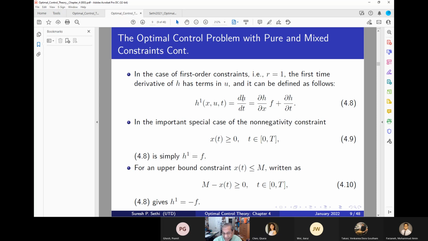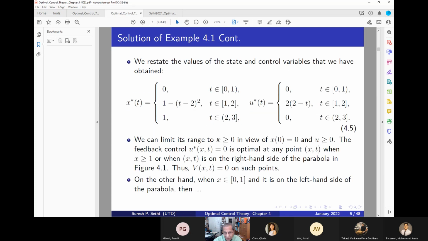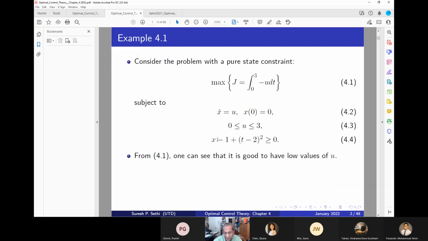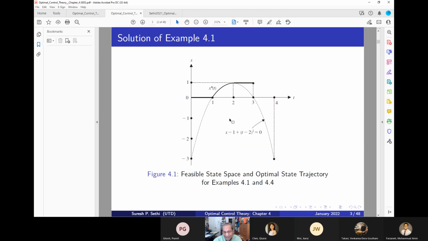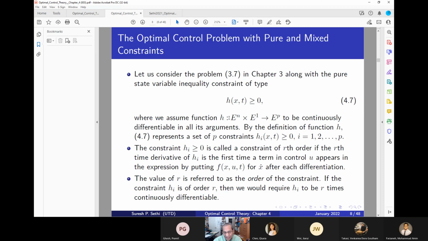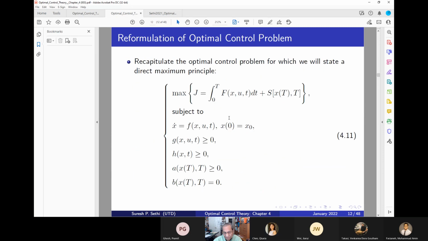That's dx/dt, so this will be dx/dt. But dx/dt is exactly f, because dx/dt is x dot. X dot is f. That is our problem. Whenever we define the problem, we begin with x dot equal to f.